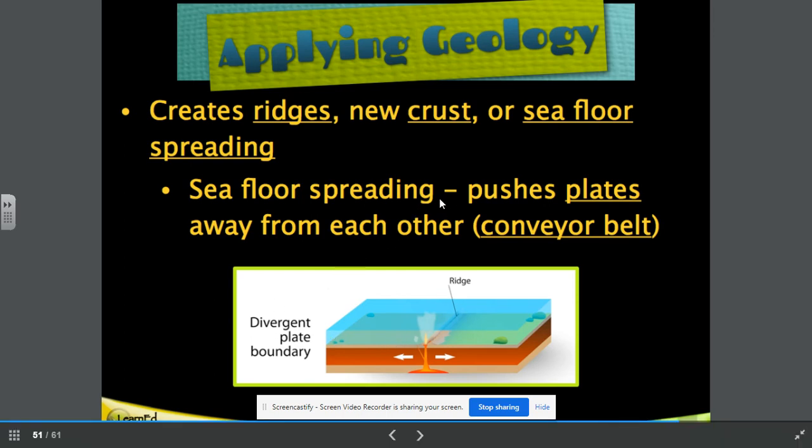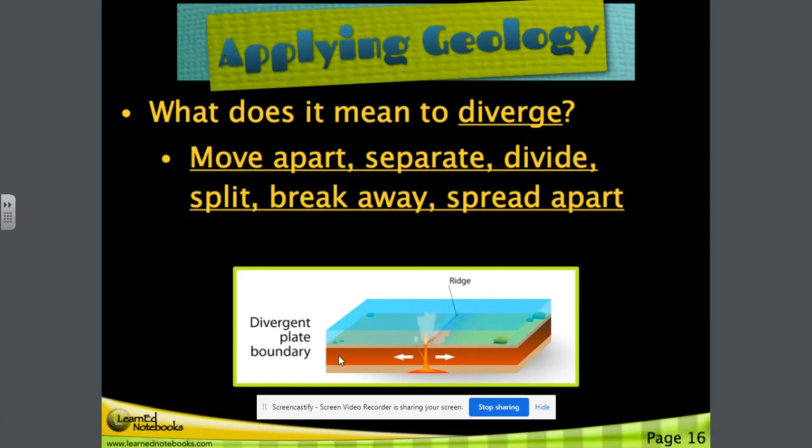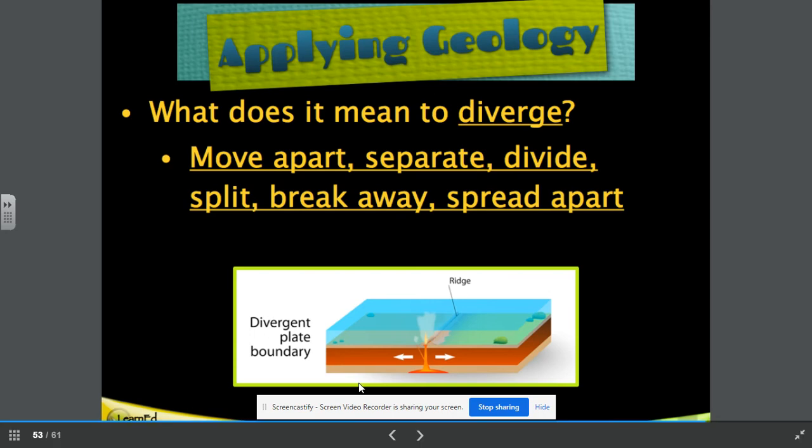Seafloor spreading is when we have plates pushing away from each other, kind of like a conveyor belt. And again, this plate is moving in this direction, this plate is moving in this direction. What does it mean to diverge? Well, it means to move apart, separate, divide, split, break away, or spread apart. Where they are separating, we have a ridge right here. And then it'll be forming a gap.